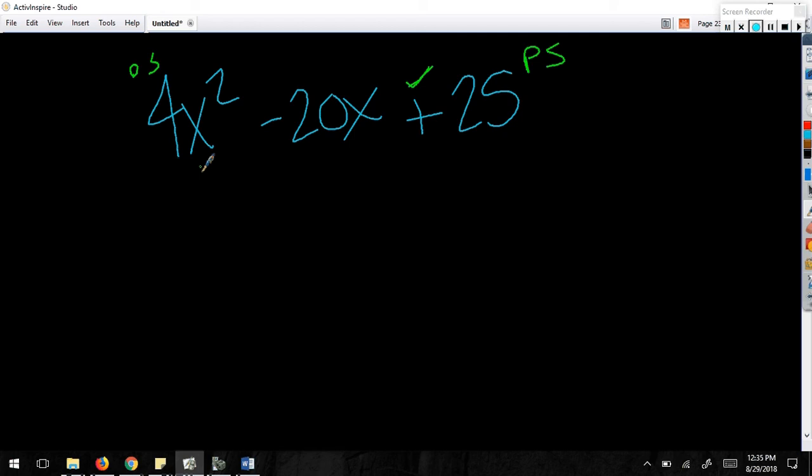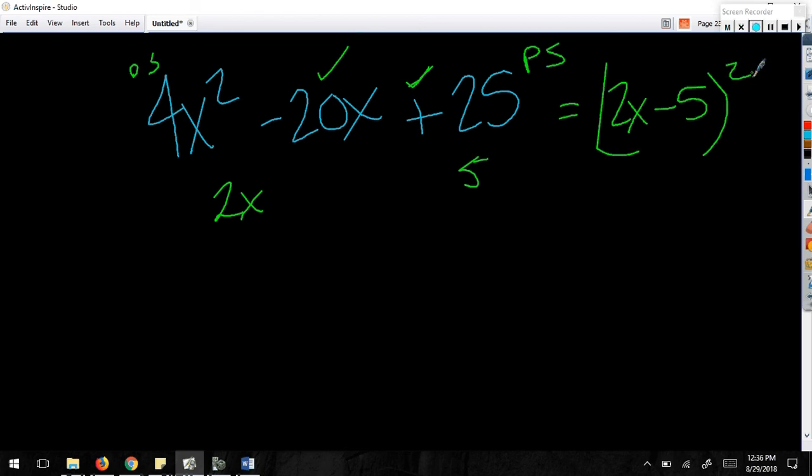Well, what's the square root of 4x squared? 2x. What's the square root of the last? 5. If you multiply those two things together, what do you get? 10. Now double it. Is that what sits in the middle? Yes. It is a perfect square trinomial, which means to factor it, it's 2x minus 5 squared.